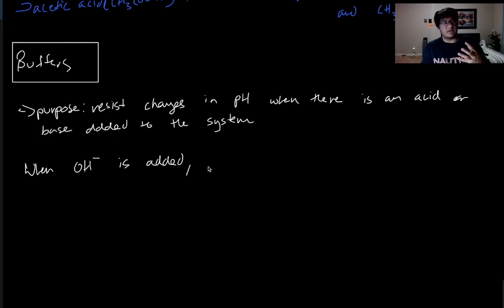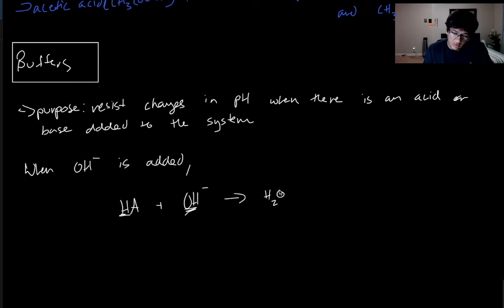It's better to just write this down. Let's say I had an acid, HA, and I added OH minus. There's a reaction between this H and this OH minus, right? Because that's an acid and a conjugate base. So when this reaction occurs, we get H2O forming, and we get A minus. So this part resists that change in pH.